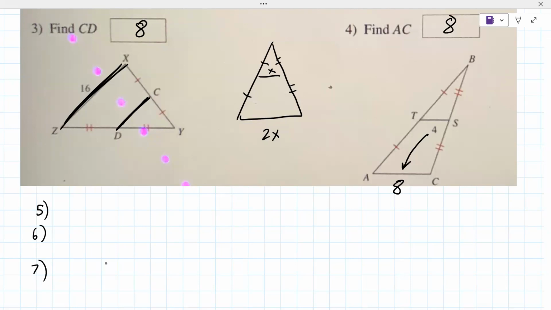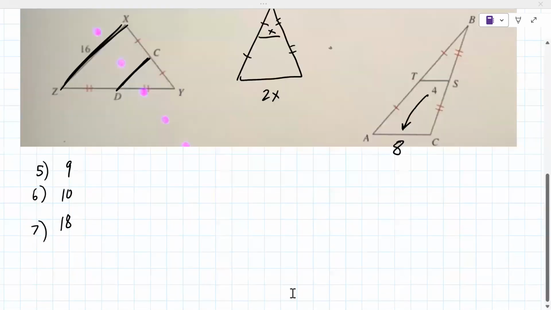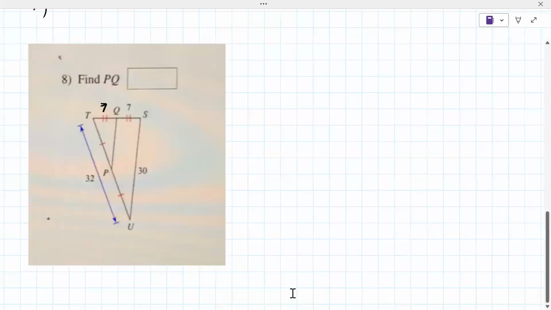We got 9, 10, and 18. 9, 10, 18, agreed. Okay. Now 8 is actually the same, it just has more distractions. You could be distracted by, okay, that's 7, and that's 16, and that's 16 because the whole thing is 32. But they're asking for PQ, which is related to this one here. 15. Yeah.